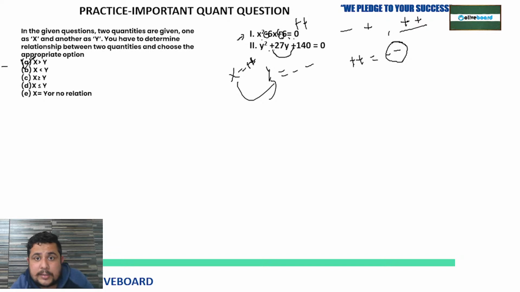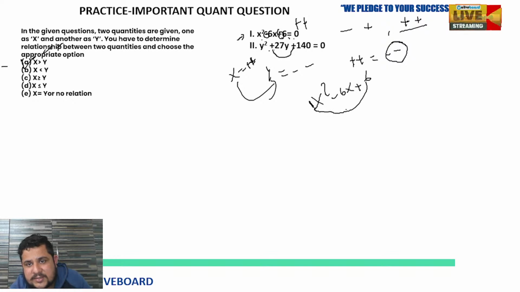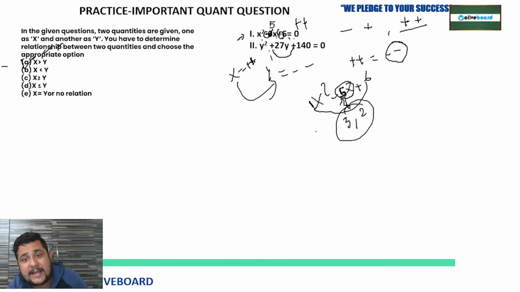Clear? Now, even if we solve this, what will the values of x be? x square minus 6x plus 6. So 6 into 1, because 1 is the only coefficient there, 6. So we have to break 6 into what? Sorry, 5x. x square minus 5x plus 6. Now we have to break this 5 into 2 parts. By addition we must get 5 and by multiplication we must get 6. So 3 plus 2 is 5, 3 into 2 is 6. So 3 and 2 will be the roots of x, the values of x.